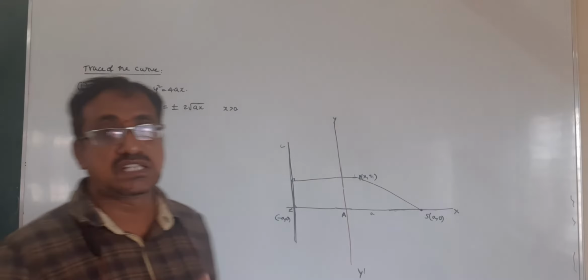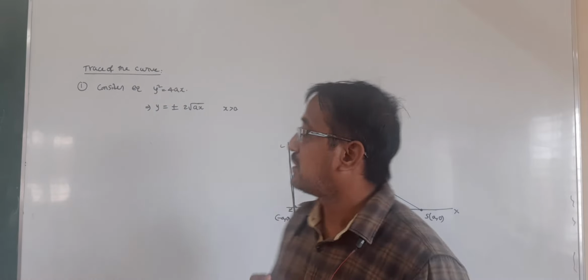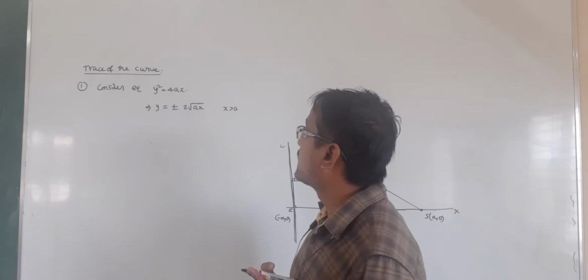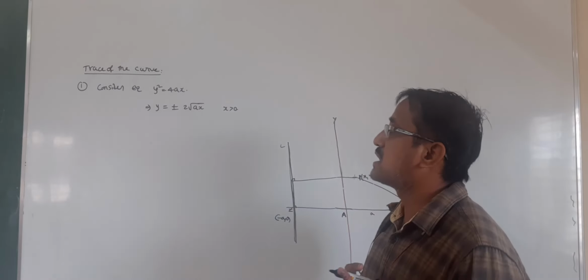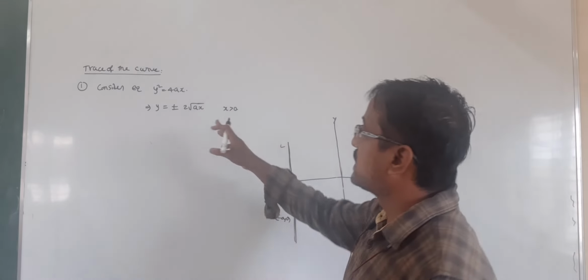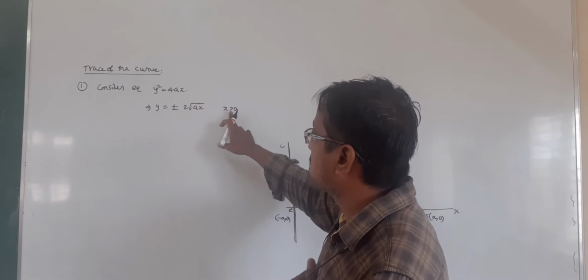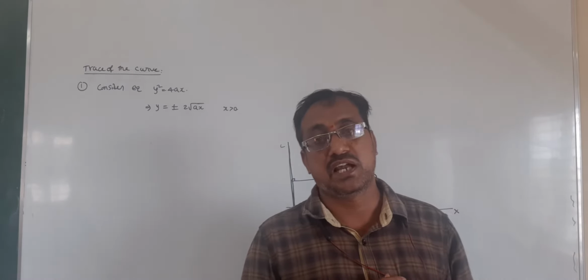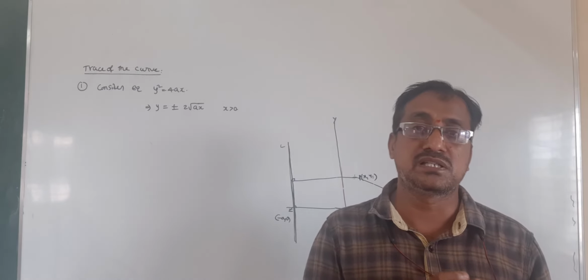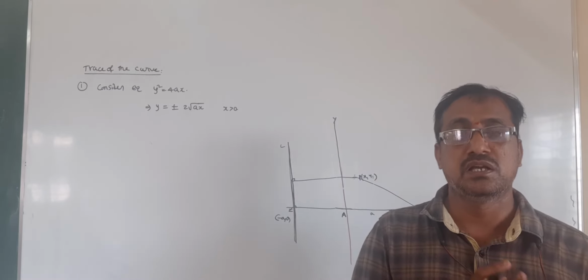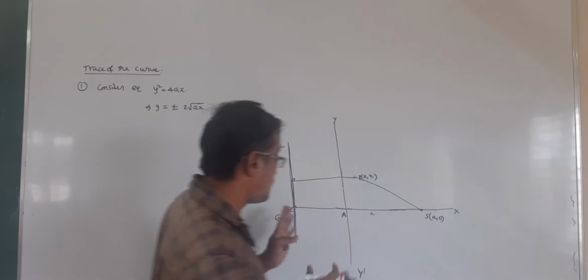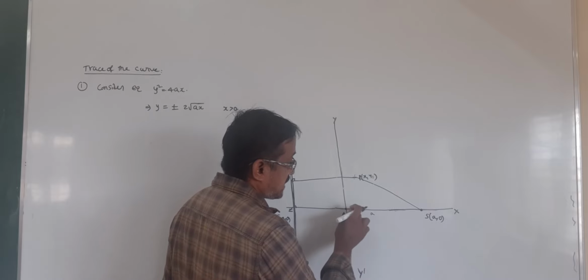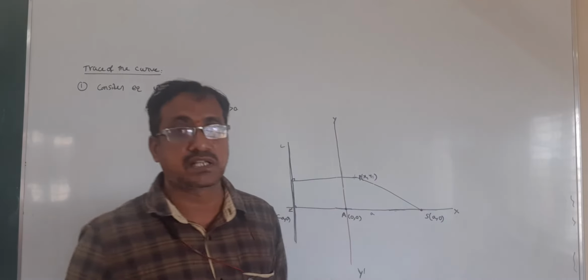Now let us trace the curve of the parabola. Now consider the equation of the parabola y square is equal to 4ax. It can be written as y is equal to plus or minus 2 root ax. Now clearly you have root over ax, so x is always greater than or equal to 0. That means for the standard form of parabola you have to consider x as a positive quantity. That means you have to take x values on the positive x-axis only.